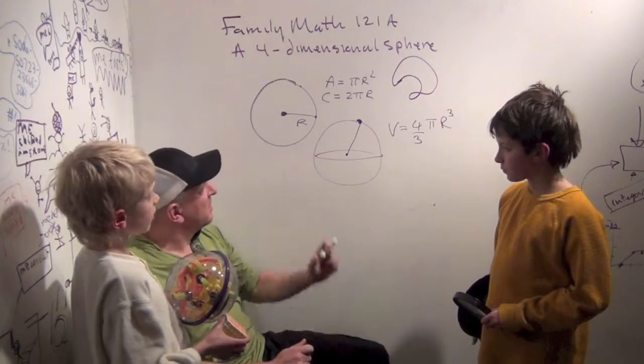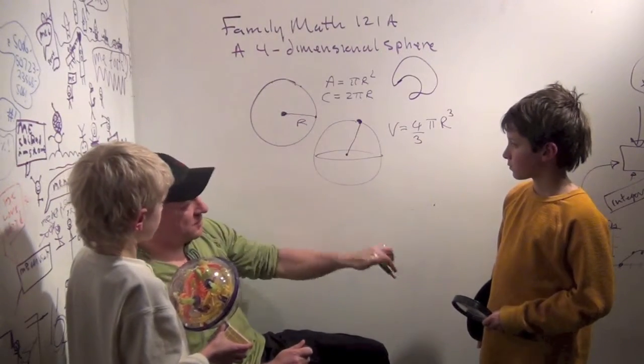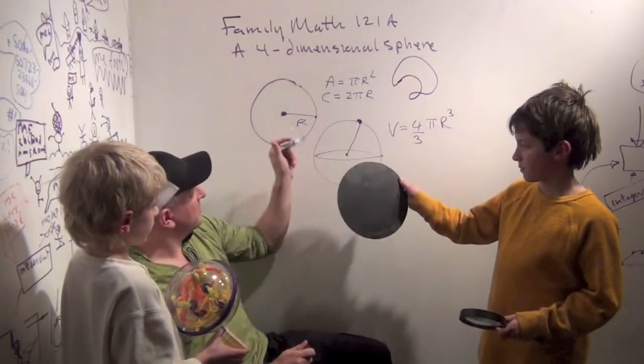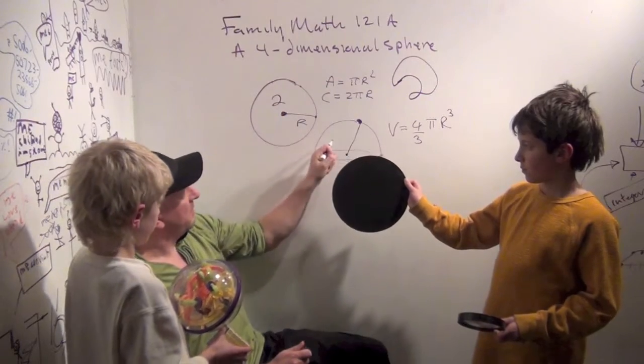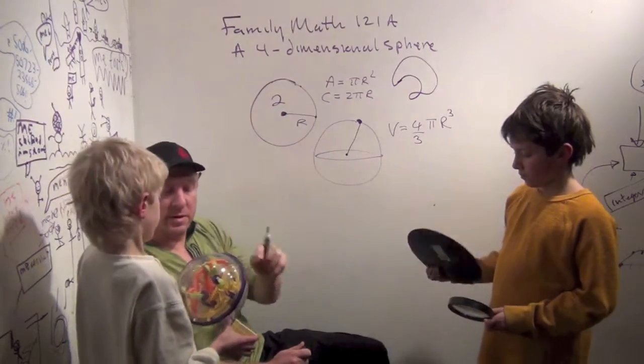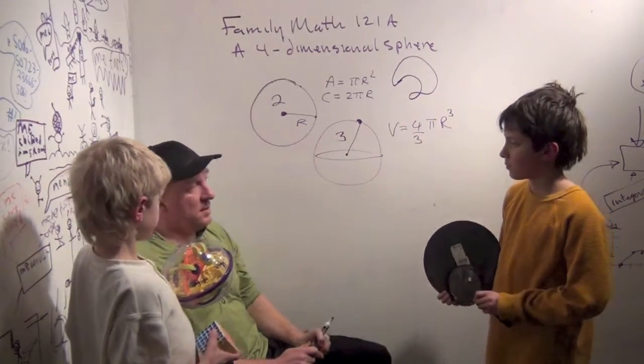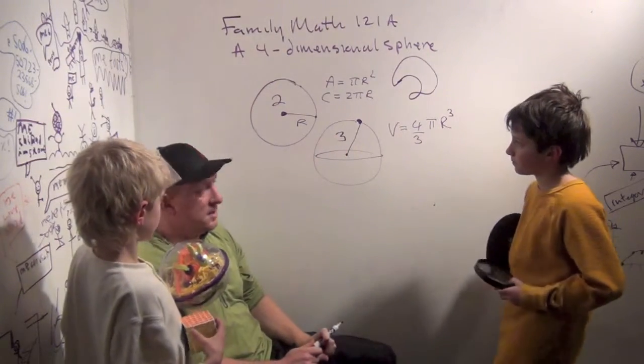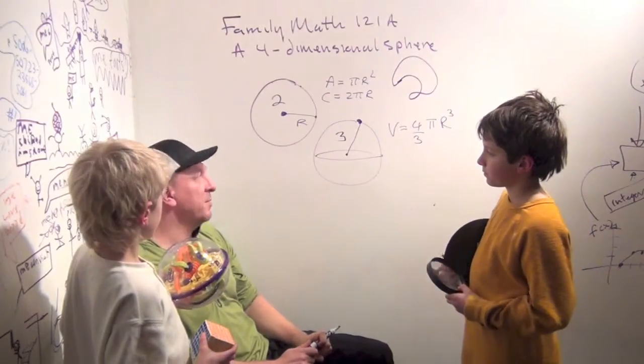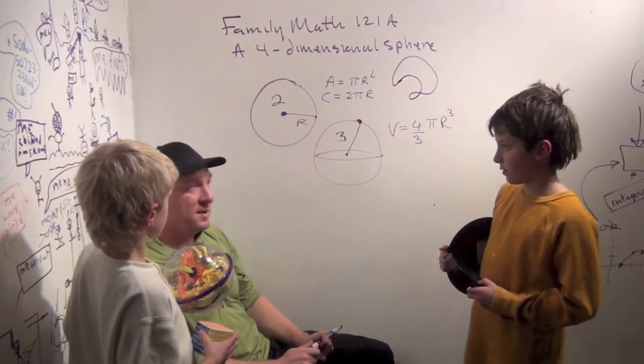Neat, right? So how many dimensions is a circle? Two dimensions. That's two-dimensional. How many dimensions is a sphere that you're holding here? Three dimensions. Okay, so what comes next? Four dimensions. All right, and that's what we're going to get to. What comes before this? A one-dimensional surface.